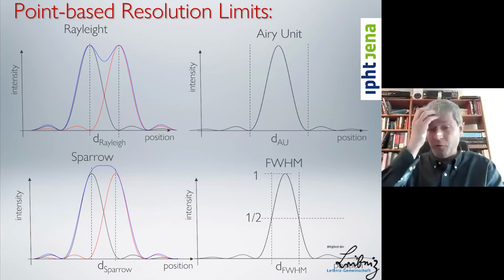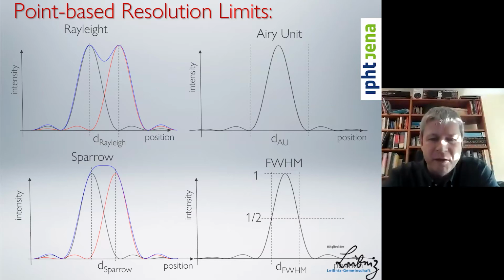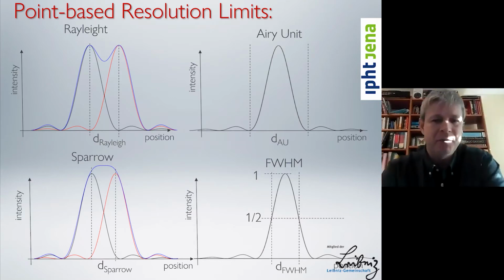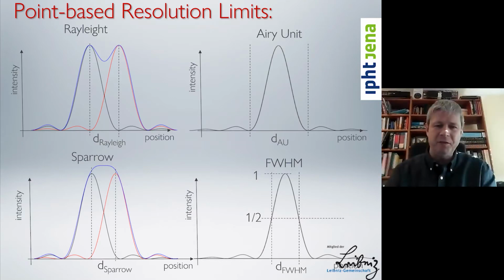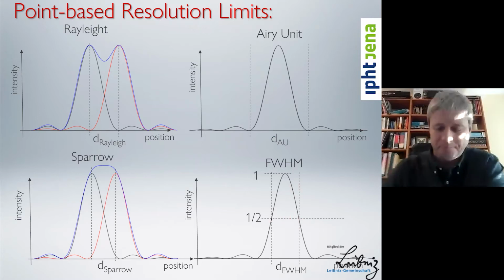And of course, the most commonly used resolution limit is the full width half max of a single point emitter point spread function. That means the image of a single point emitter will give you such a cut through. And if you then determine the full width, this width at half the maximum of the intensity, you get the FWHM, the full width half max.